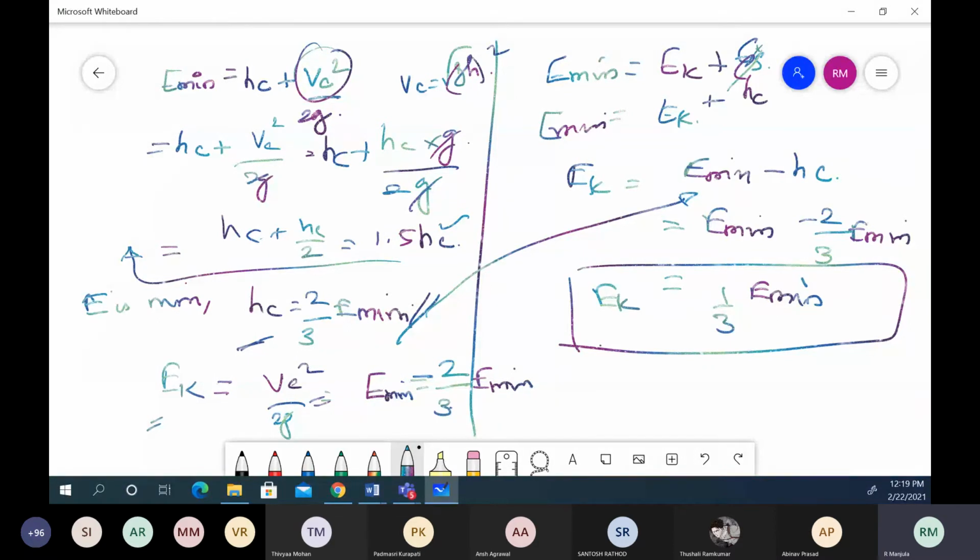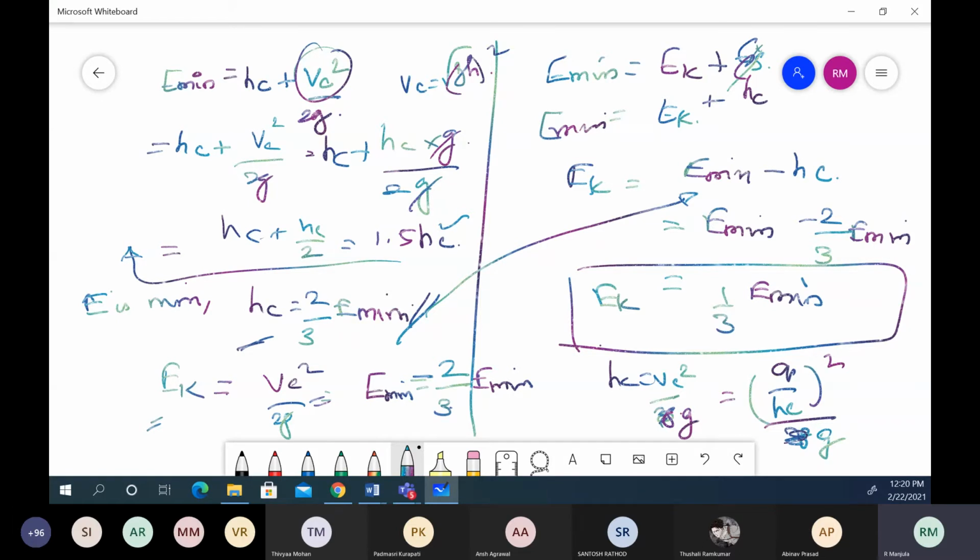But already you have the equation for your critical depth. What is your critical depth here? Hc is equal to Vc square by g. Already you have this equation. Now I am substituting for Vc in terms of Hc. So this is q by Hc, the whole square, divided by g. Sorry, not 2g, Vc square by g.